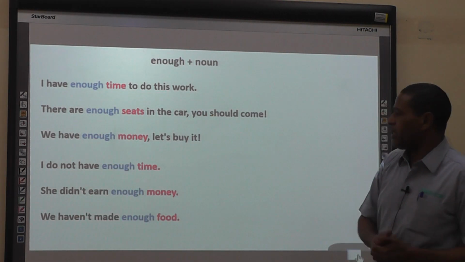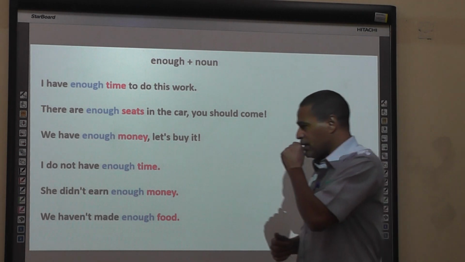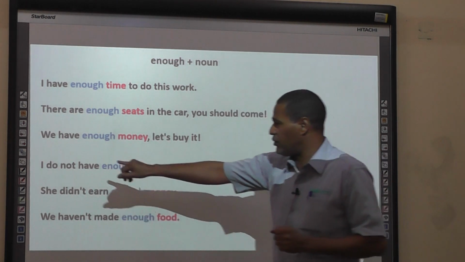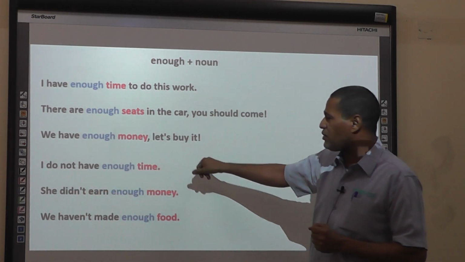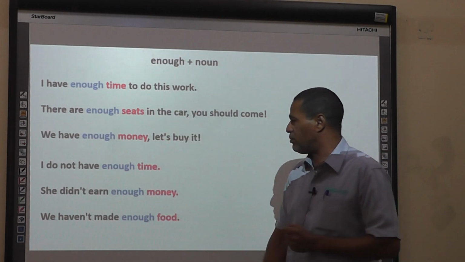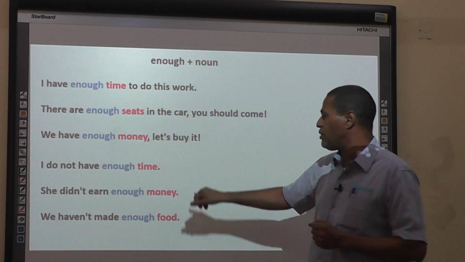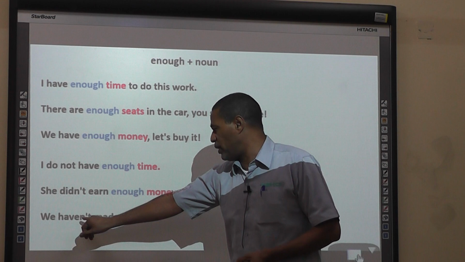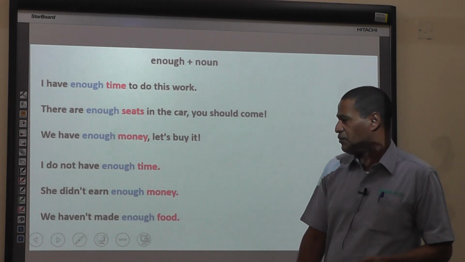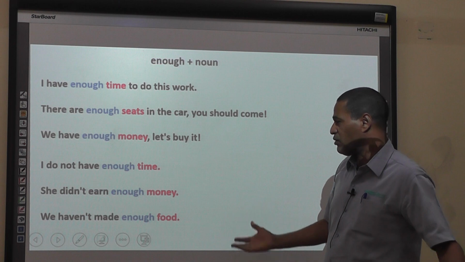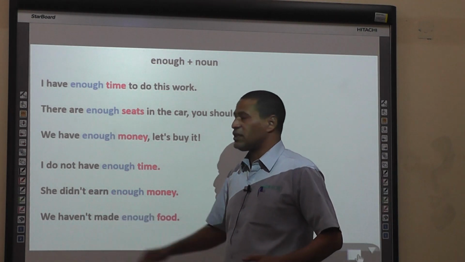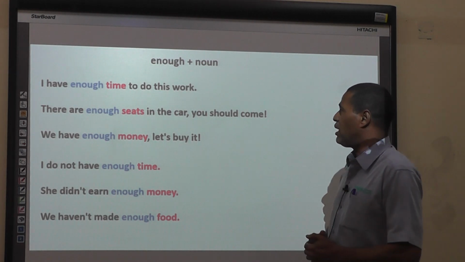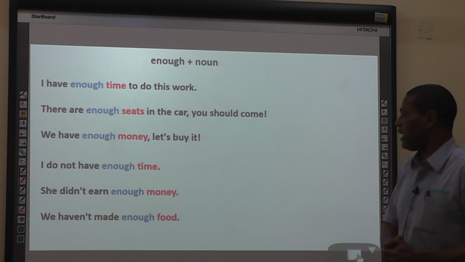If you want to make it negative, you just add "not" after the main verb. So if you look here, I don't have enough time to do this work, for example. She didn't earn enough money this year or this month. We haven't made enough food. We are going to have a lot of guests today, so the food is not going to be enough for the number of guests that we are going to have this day or this night.